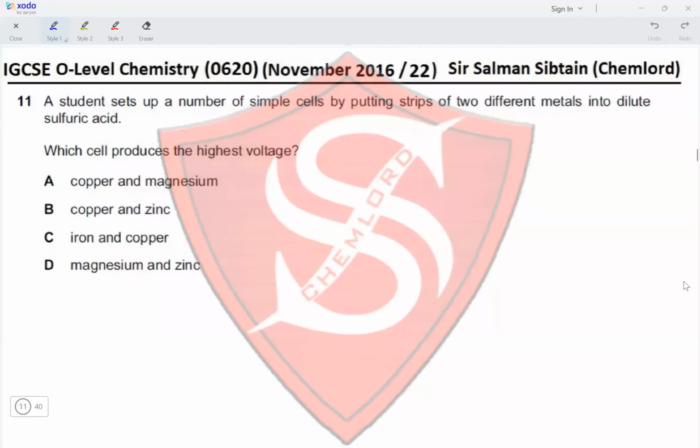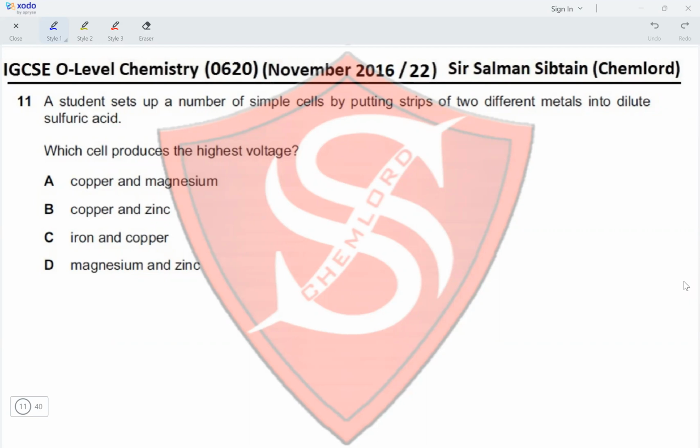Hi guys, this is IGCSE O-Level Chemistry, paper 22, November 2016, question 11. A student sets up a number of simple cells by putting strips of two different metals into dilute sulfuric acid. Which cell produces the highest voltage?